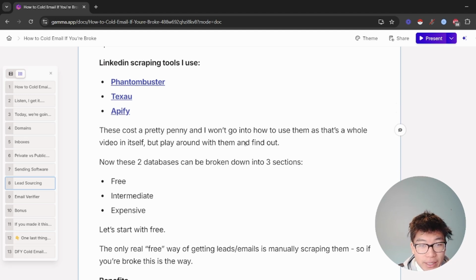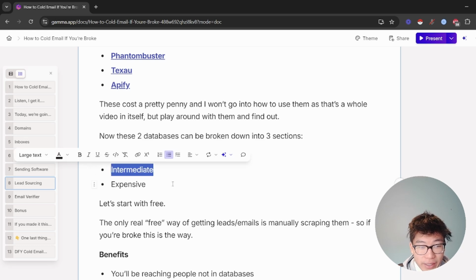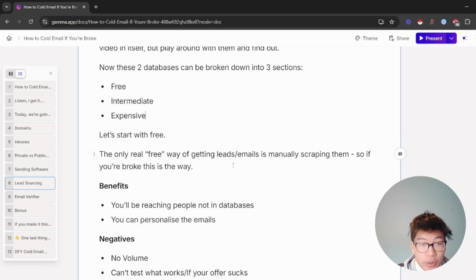So now these two databases can be broken down into three sections: free, intermediate, and expensive. Let's start with free. The only real free way of getting leads and emails is manually scraping them. So if you're broke, this is the way, right? This is the Google Maps and, oh shoot, what's the other one?